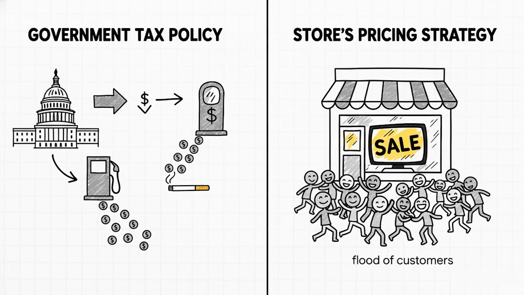And this has some huge real-world consequences. Governments know that if they tax an inelastic product like gasoline, they'll make a lot of money because people will still have to buy it. And stores use elasticity to plan every single sale because they know a discount on an elastic good will bring a flood of people through the door. It really is the hidden logic behind how we all shop.